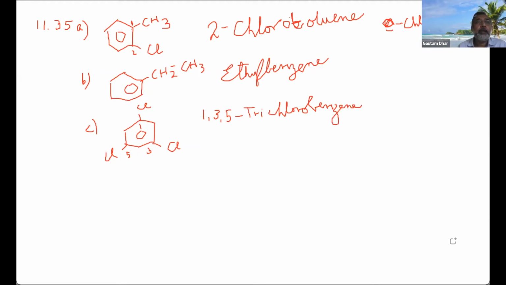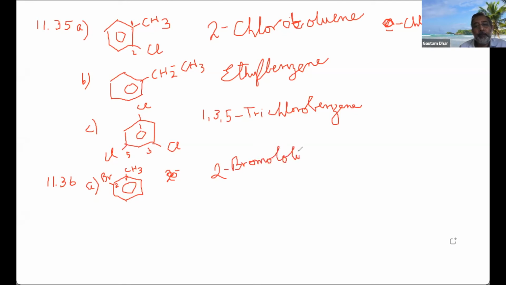Okay, now if you look at 1136, so you're writing it down, right? Or you can watch the recording later, but I actually write it down because that way you don't have to have them on test. So how about 36A? So 2-bromo, right? Two bromo. And the main chain is toluene. Also called the ortho. You can also add ortho. Orthobromotoluene.